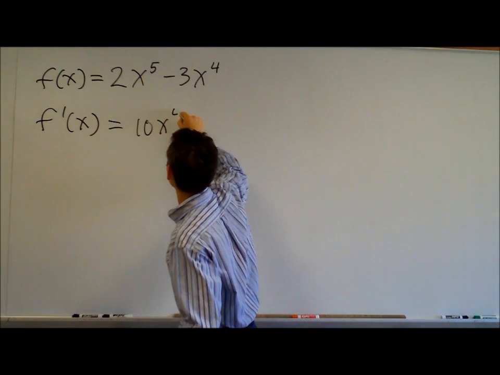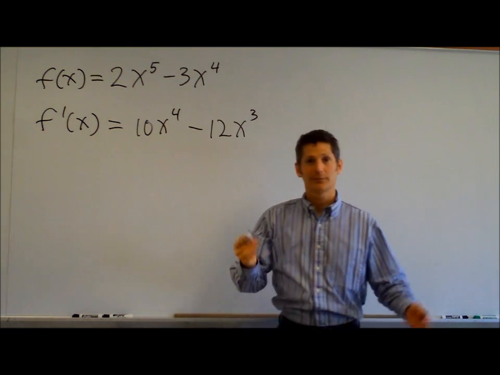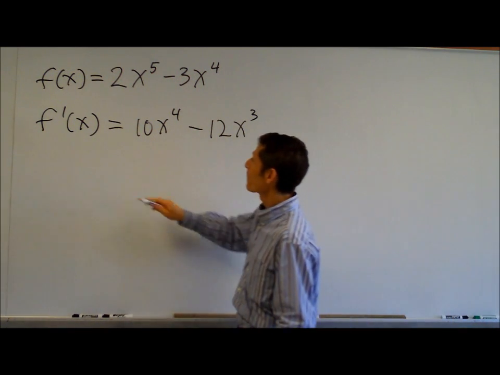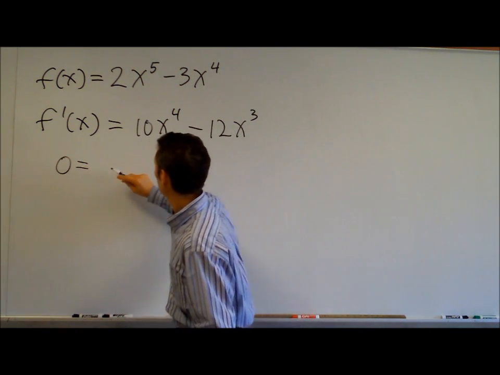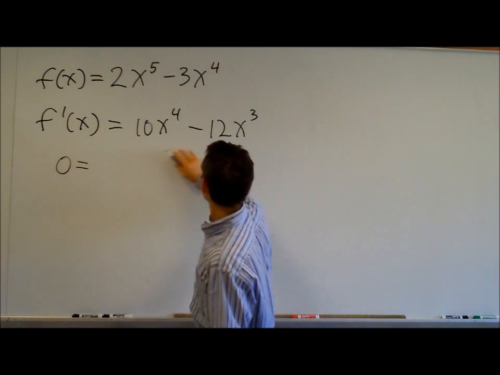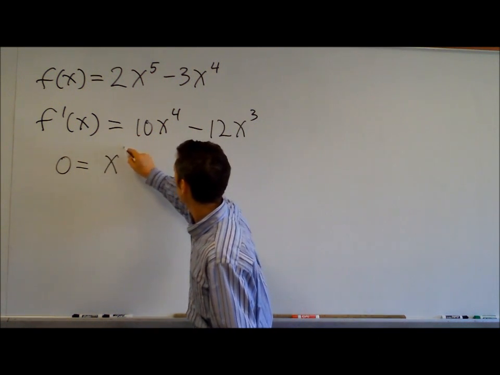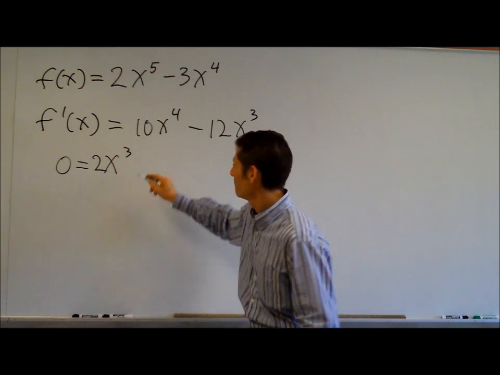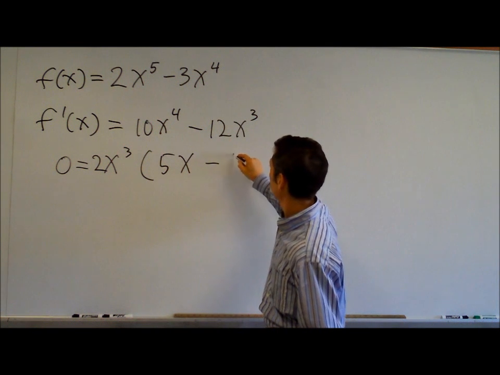This is 10x to the fourth minus 12x cubed. Hopefully that's not a big deal at all at this point. I'm just using the power rule. So I want to find critical points, and of course critical points occur when the derivative is either 0 or undefined. This guy looks like I can set it to 0, and it looks like I can factor out a 2x cubed. That gives me a 5x minus 6.